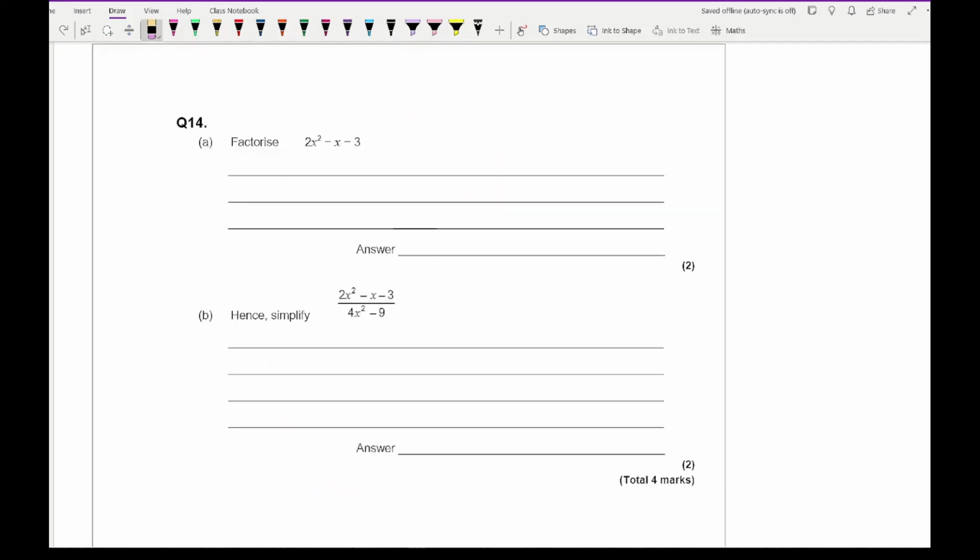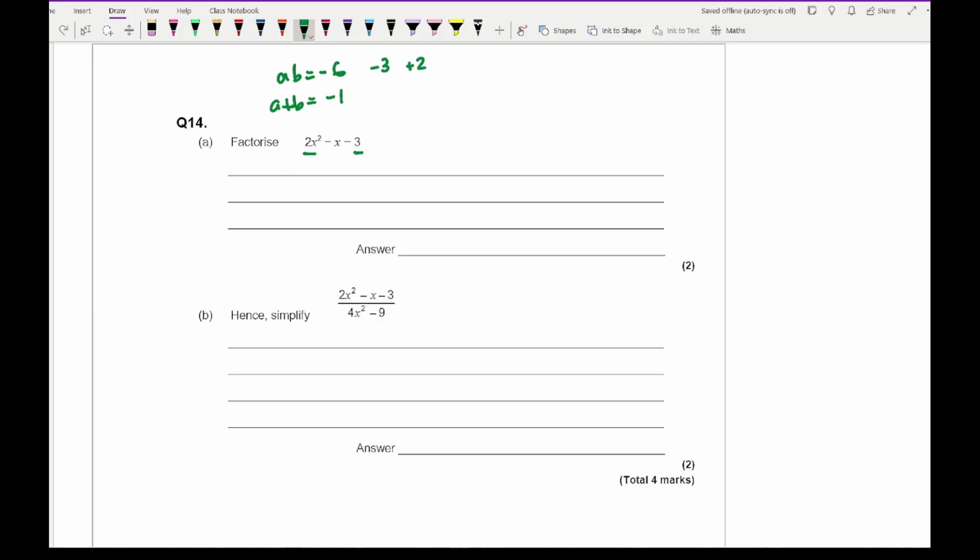We've done. So moving on to question 14, I've just got to factorize this quadratic expression. So again, think of two numbers that multiply together to give me minus 6, and added together give me minus 1. So my two numbers are going to be 3 and 2. So I've got minus 3 and positive 2.